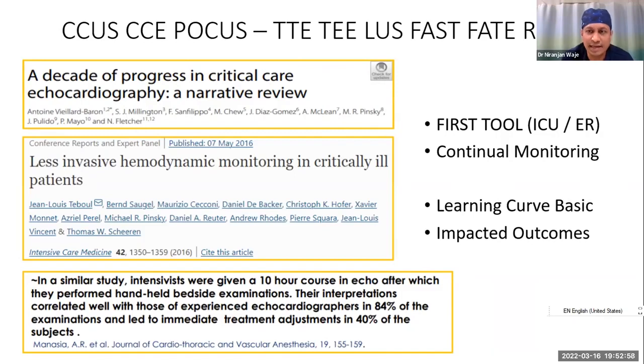And there are several papers on this. It should not be used only for the initial diagnosis, but also for continual monitoring. And it should also be used to titrate your change in management, to see whether it's working in the right direction.